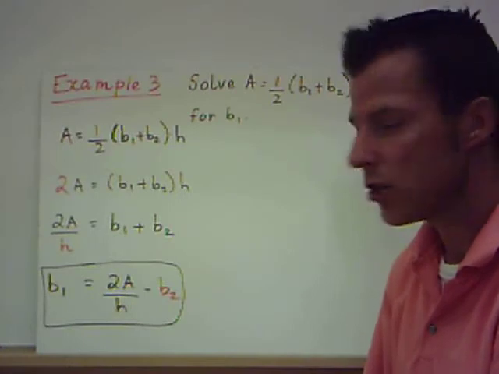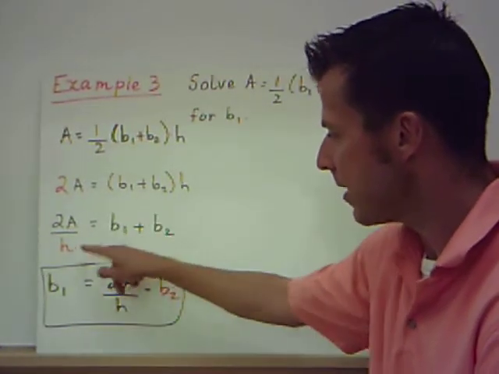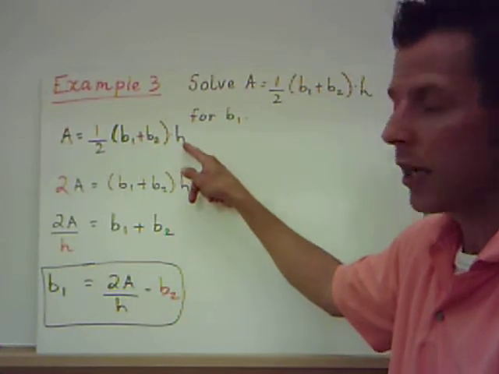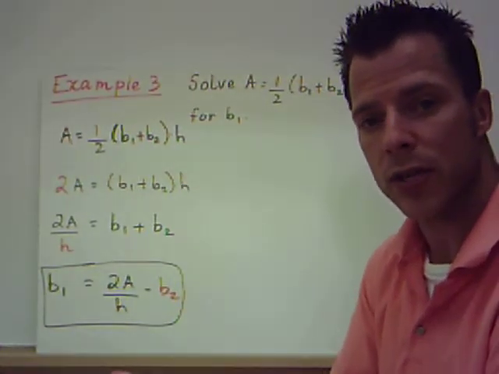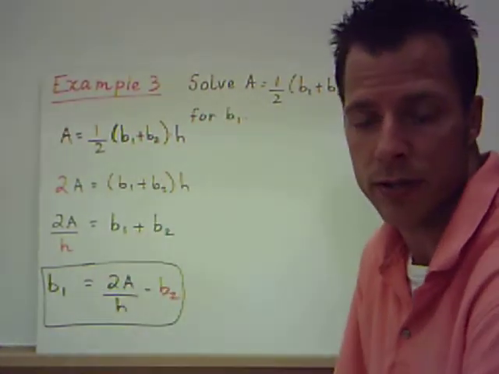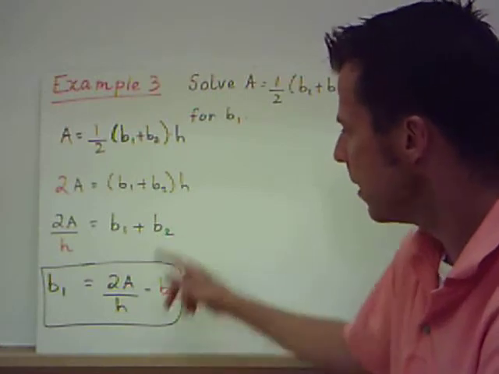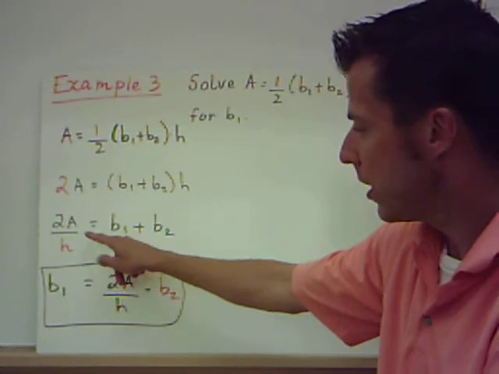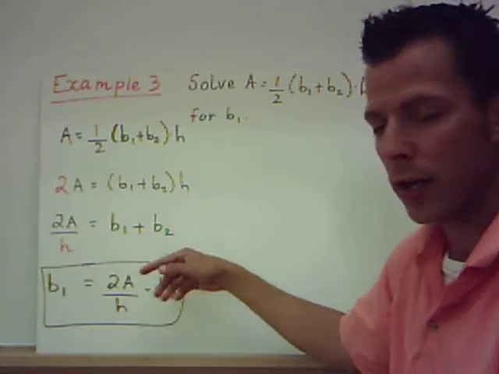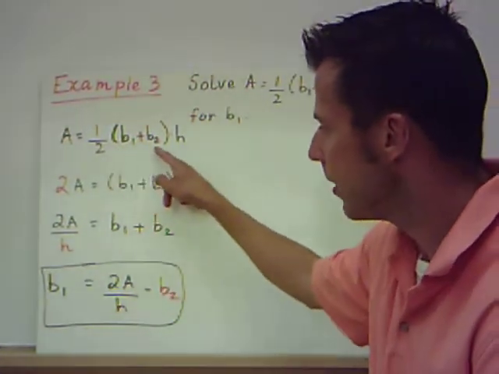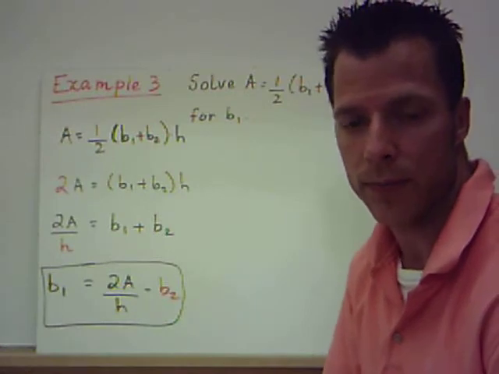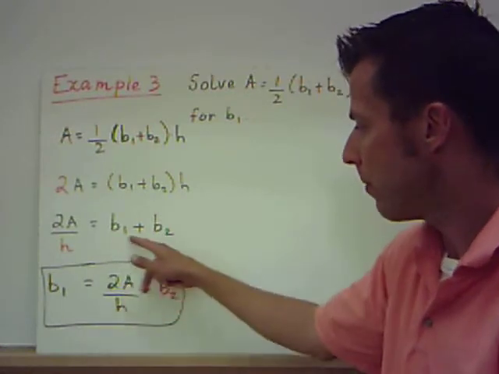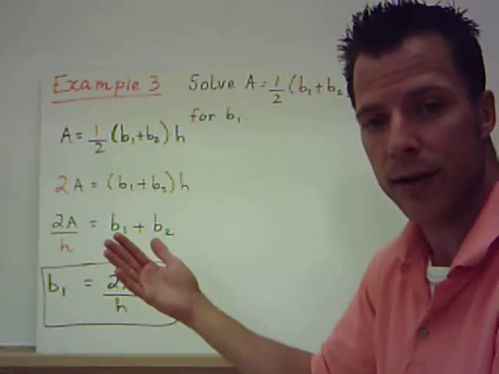I've got to move the H. So I divide each side by H. Okay, again, assuming here H can't be 0. We're talking about area, so H wouldn't be 0 of a trapezoid. So I divide each side by H, and I'm left with 2A over H equals B1 plus B2. Now notice I have nothing being multiplied to B1 and B2. Okay, that quantity, they're all by themselves, so now I can isolate my variable B1.